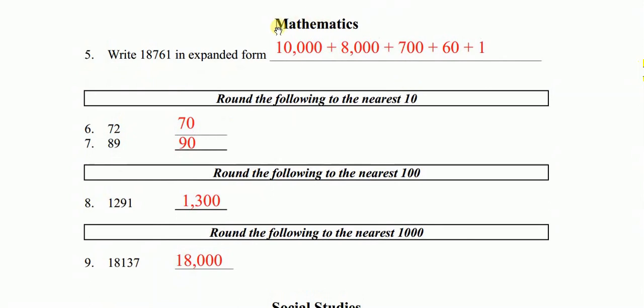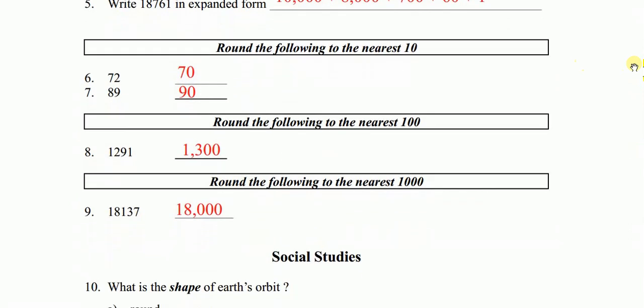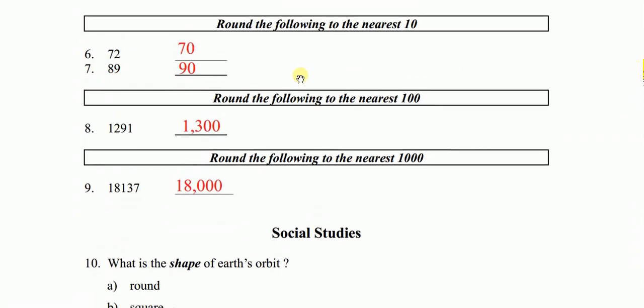Now to our mathematics section. It says write 18,761 in expanded form. So that would be 1 set of 10,000 plus 8,000 plus 700 plus 60 plus 1. All right. So we are going to now round the following to the nearest 10. So we have number 6, 72 to the nearest 10. And number 7, 89 to the nearest 10.